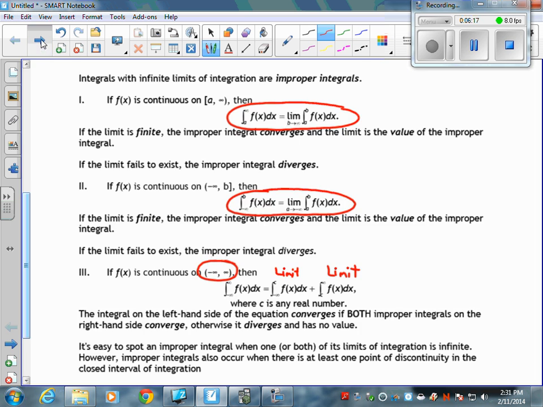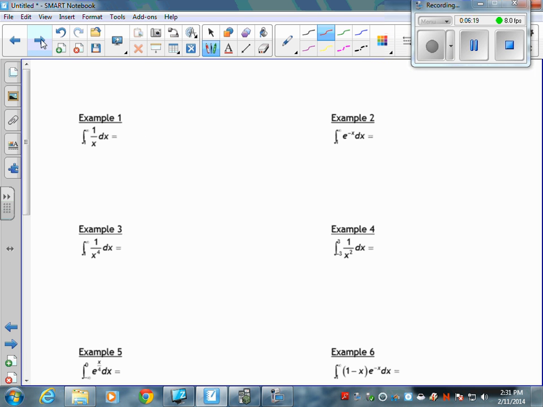Next page. Let's do some examples. So, example 1. We have exactly what we worked on in number 1. Is the definite integral from 1 to infinity of 1 over x dx. So what I'm going to do is use a limit. I'm going to take the limit as my upper bound, which I'm going to call b, approaches infinity, of the integral from 1 to b, 1 over x dx.